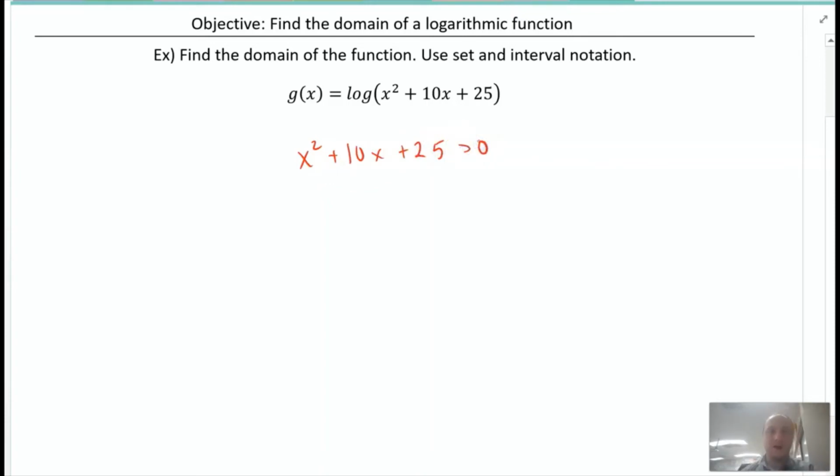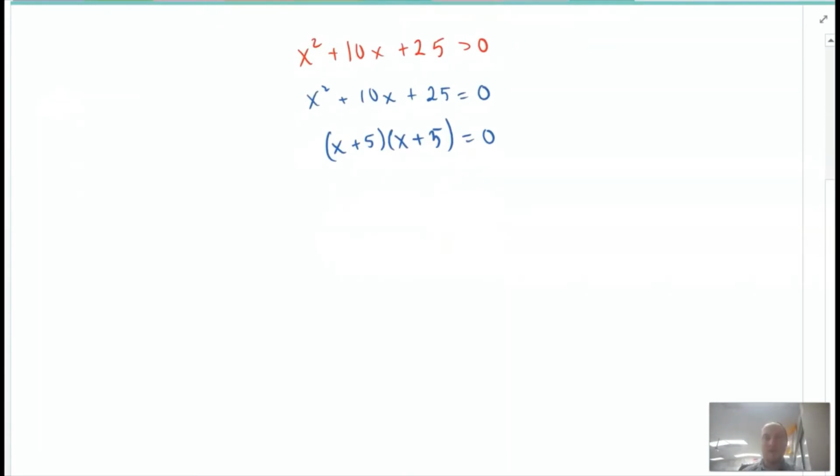Now, since this is a quadratic, I'm going to switch to an equal sign, and then I'm going to solve the quadratic equation to find the critical numbers. So x squared plus 10x plus 25 is x plus 5, x plus 5. Notice I have two of the same binomials. So x plus 5 equals 0 or x plus 5 equals 0. So I get two of the same solution, which is negative 5.